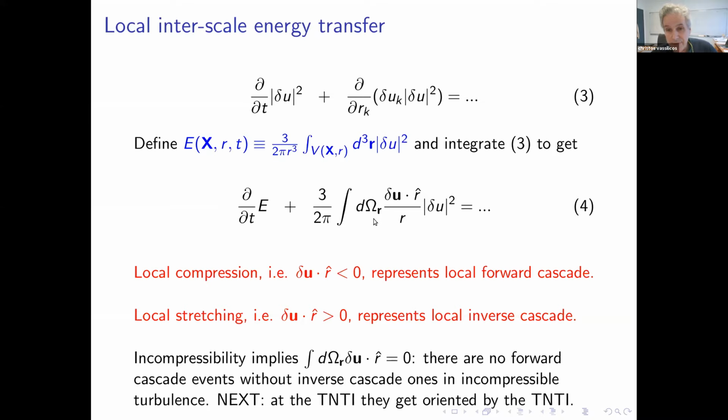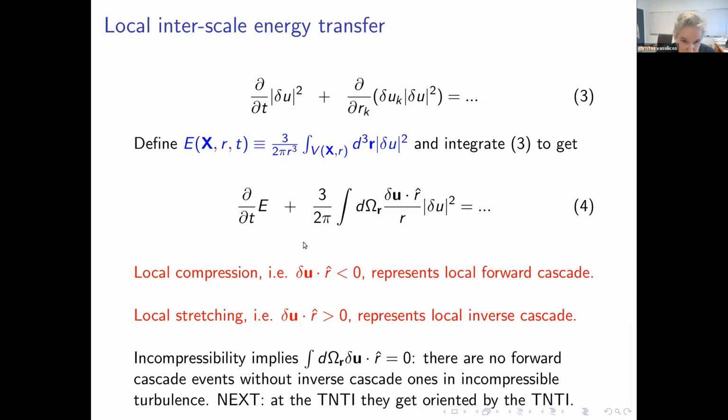And delta u dot r is the velocity difference along the distance which separates the two points, divided by r. So this is a universal time scale, and this is delta u squared, the amount of energy I have. So there's an easy way to interpret this.